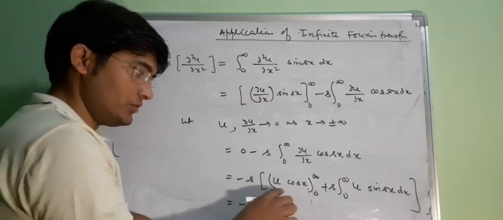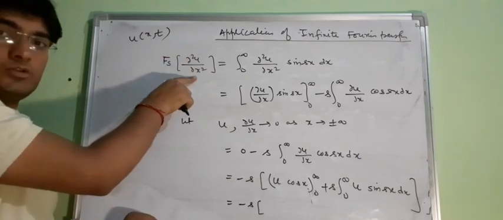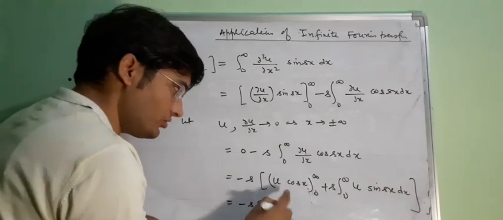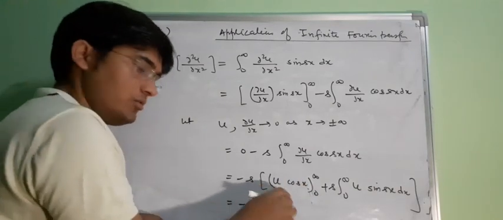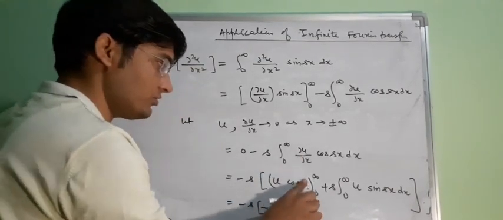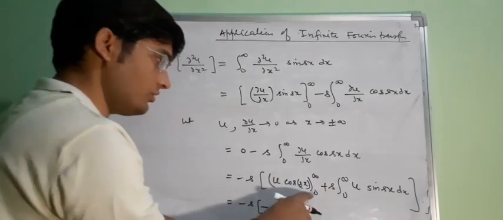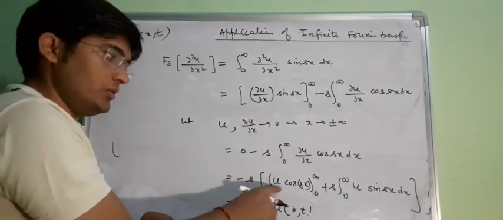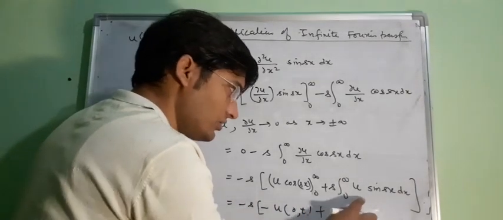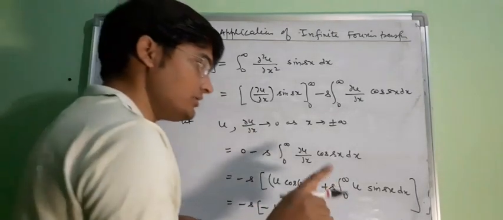So here we get the upper limit 0, and for the lower limit x is 0. Here u will depend on x and t. So now x is 0, so for the upper limit it is 0, and for the lower limit x is 0 and cos 0 is 1. So the lower limit cos 0 is 1, and we will get u at x equal to 0, which means minus u(0,t). And this term, u sin sx, is the definition of the Fourier Sine transform.